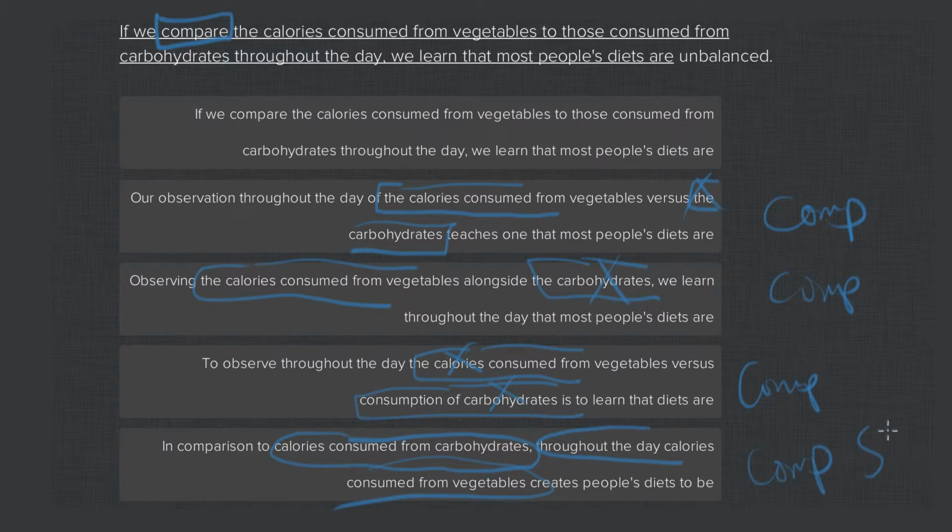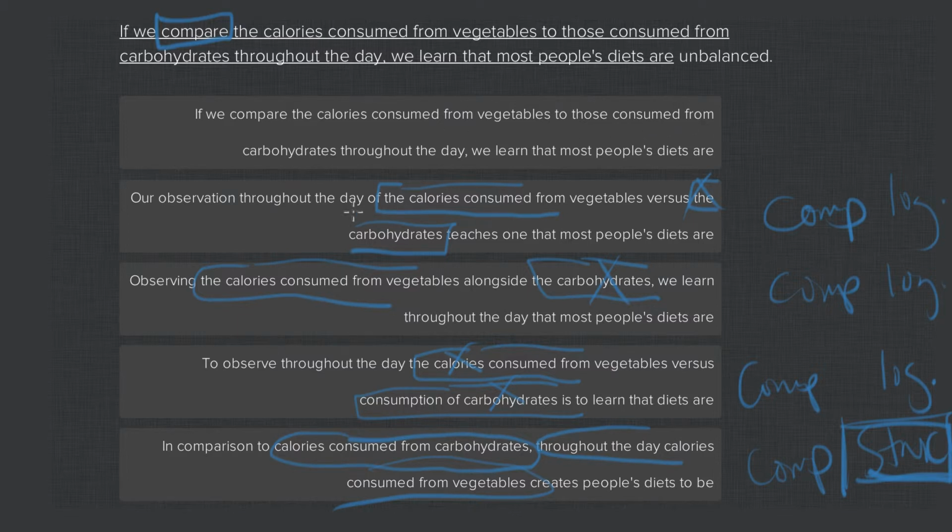This is actually a structural one. These are really hard to spot. The other 3 of these comparison issues were logical, meaning we're comparing things with each other that don't make sense. The last one is actually a structural thing. So it looks like the comparison makes sense, but you can't compare calories consumed from carbohydrates to throughout the day calories consumed from vegetables. That's a structural problem, right? They should literally be ordered the same. Calories consumed from carbohydrates to calories consumed from vegetables would be the correct comparison.